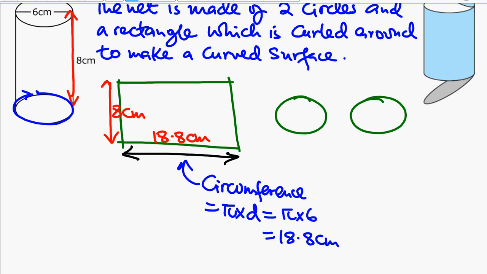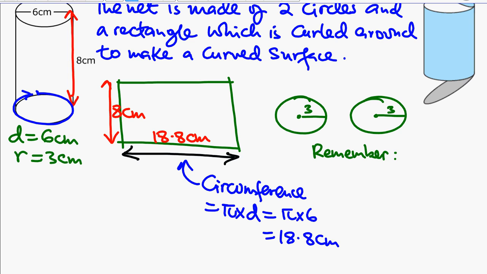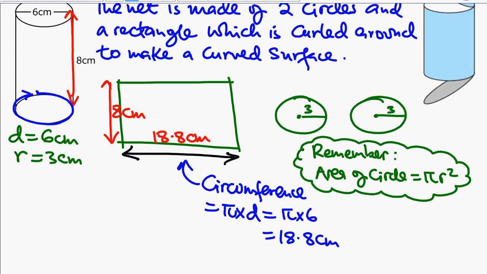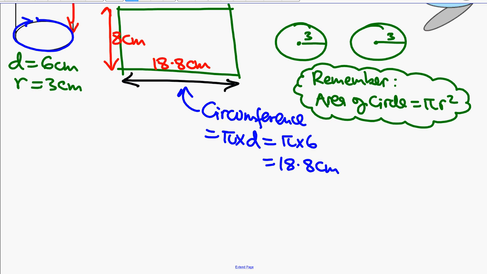Now how about these two circles here? Here the diameter is 6 centimeters, which means the radius is 3 centimeters. So the radius of each of these is 3, which means we can calculate the area. Now remember, the area of a circle is equal to pi r squared, and you're going to apply that when finding the area of these two circles. Anyway, so let's put these things together.